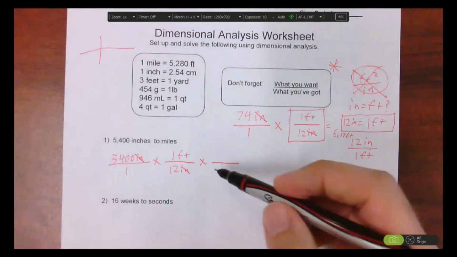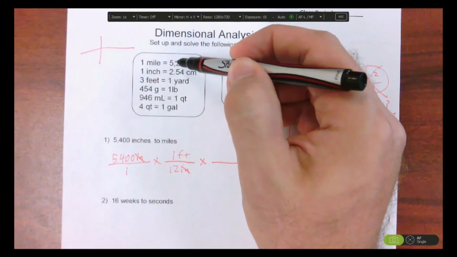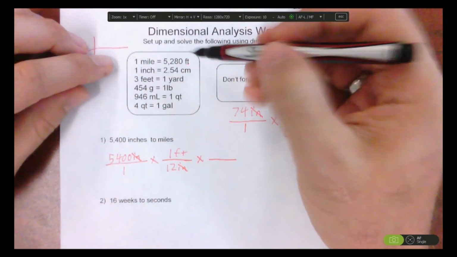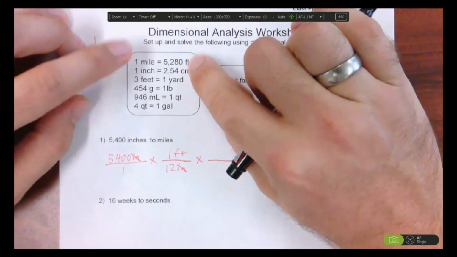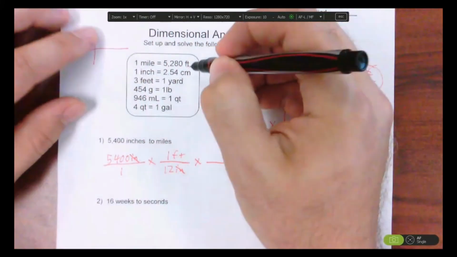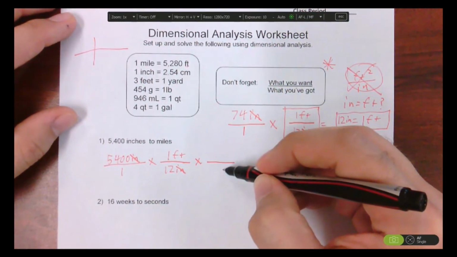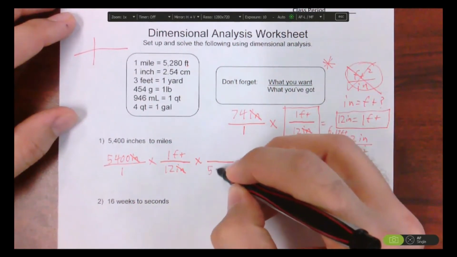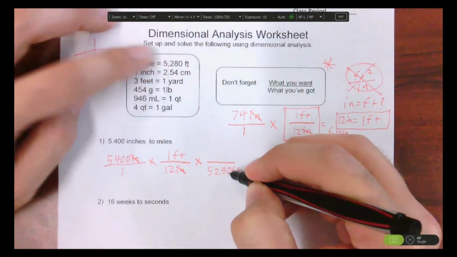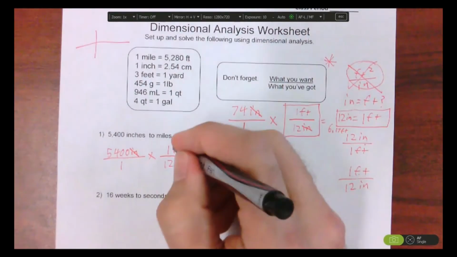Okay? Well, now we need another ratio. Luckily, they gave you that up here. There are 5,280 feet in 1 mile. So you're either going to have this guy on bottom and this guy on top, or this guy on bottom and this guy on top. Well, how do we know which one goes on bottom? The one you're trying to cancel out. You have feet right here, so what has to go here? Feet. And then if the feet went on bottom, that mile's got to go on top. Feet's done.